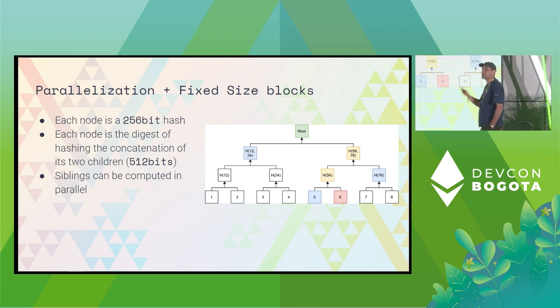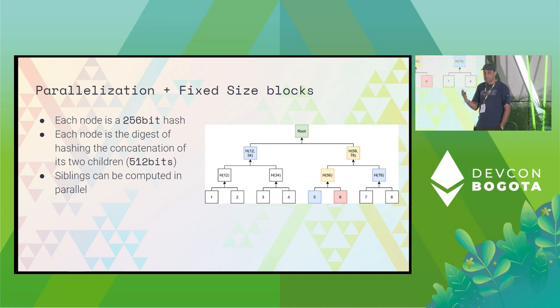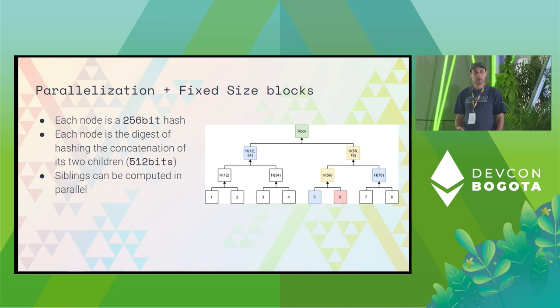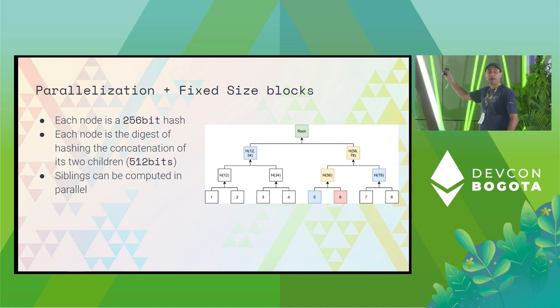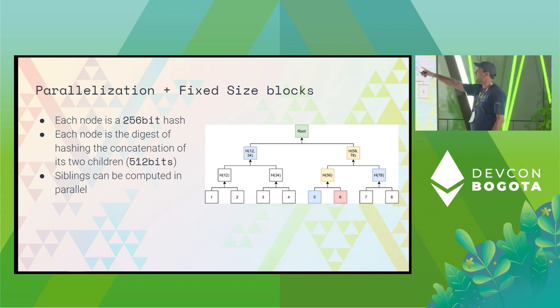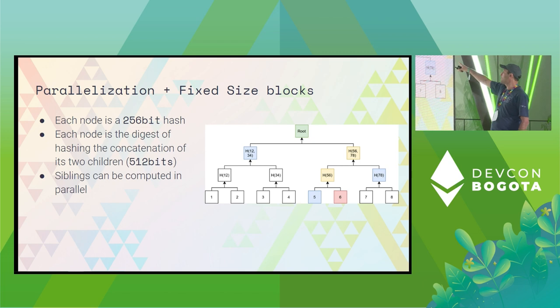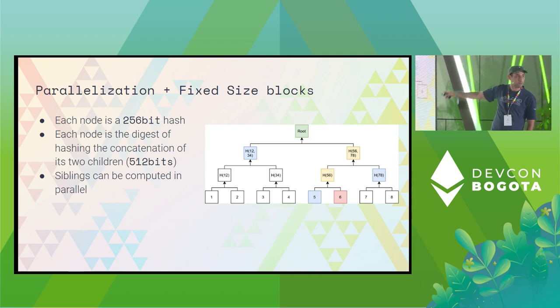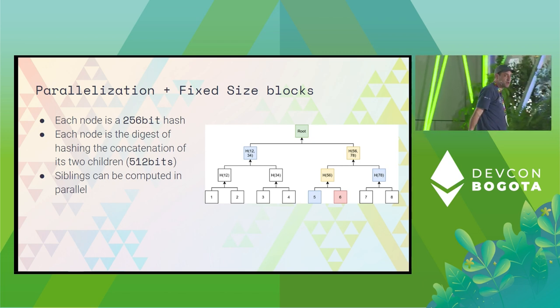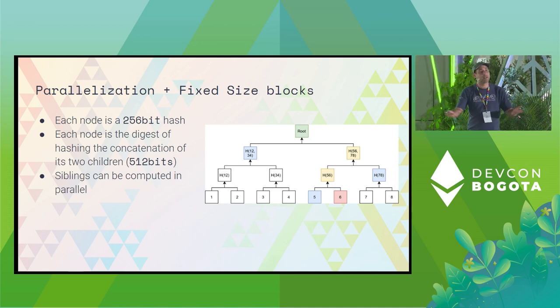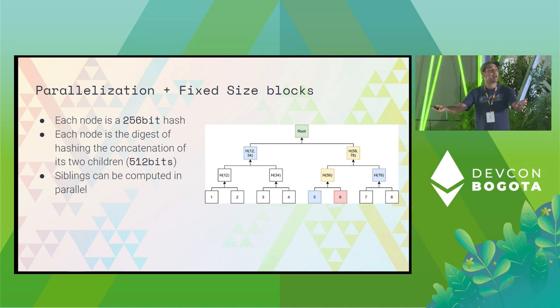First of all, we're not hashing arbitrary length. We're hashing every single time 64 bytes. And second of all, we can hash this in parallel. You can hash the blue one by knowing the entire left subtree, and hash the yellow one completely in parallel in the other side. Of course, you can do this in parallel. If you have two CPUs, you can just use two threads to hash this.